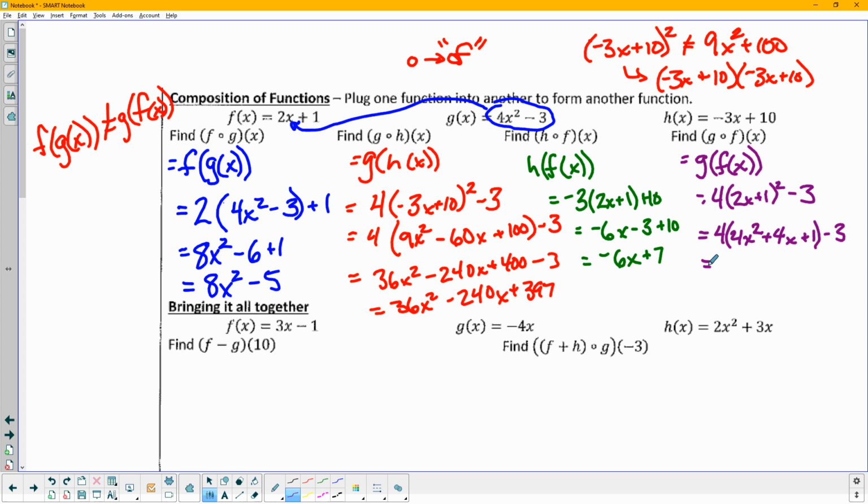Let's go ahead and distribute it now. So I've got 16x squared plus 16x plus 4 minus 3. And so I just have to combine like terms. And there we go.